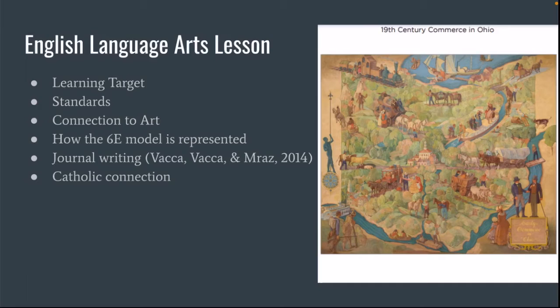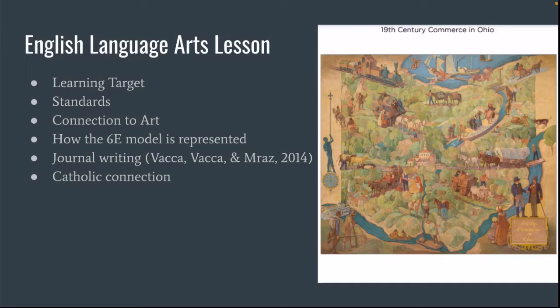This lesson connects English language arts with art. Something that I thought would be really fun for students would be to look at 2 pieces of artwork and critique them. On the right side of your screen, you can see that this picture depicts 19th century commerce in Ohio. In this lesson, the students visually view artwork that highlights the transportation systems of 19th and 20th century Ohio. Then they compare and contrast the 2 photos.